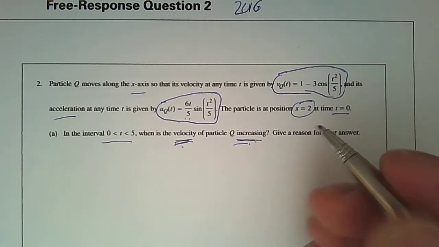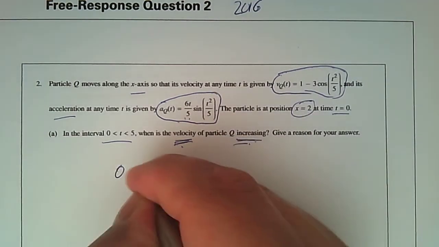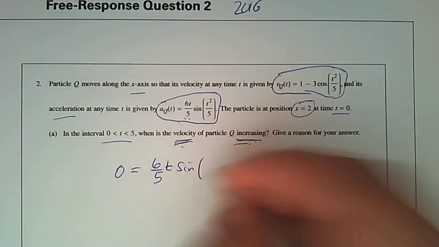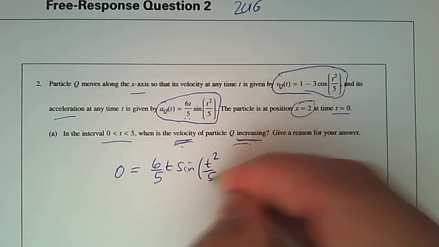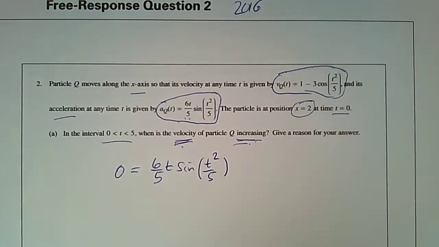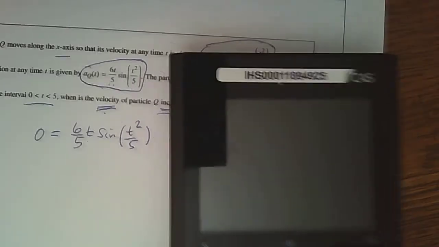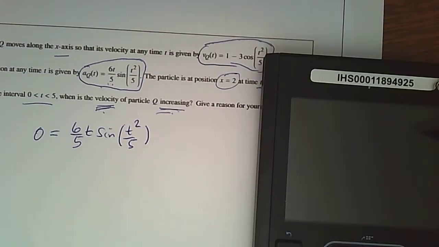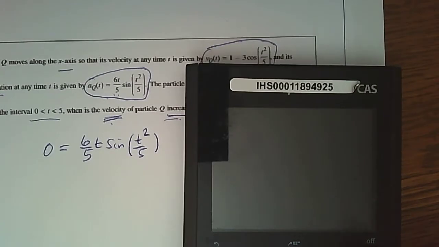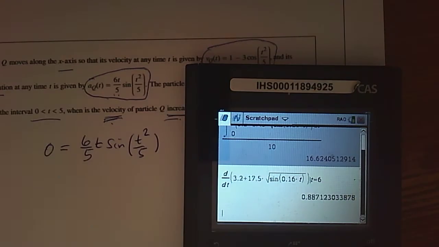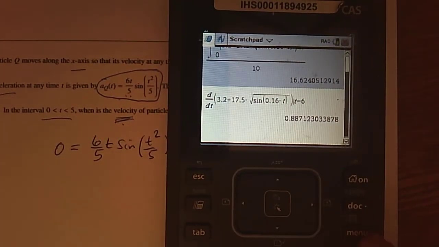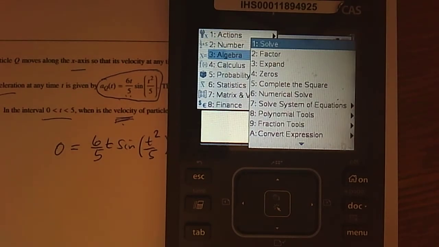So what we need to do first is we need to take the acceleration and make it equal to 0 and solve for t, because I need to know when it's 0. So I'm going to make it equal to 0 and solve it. So let me do that first on this calculator and show you how that's done. Okay. So first I'm going to solve it. So menu algebra, and I'm going to solve it.